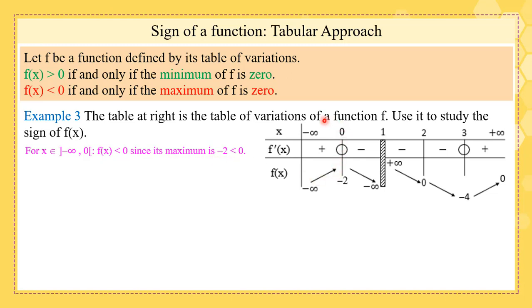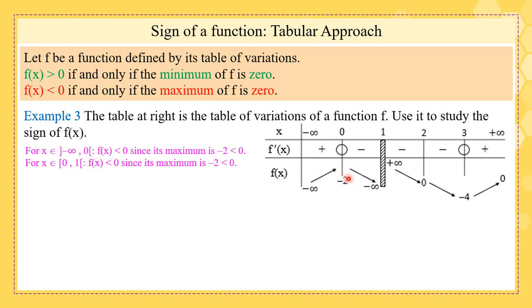So on this interval specifically, the maximum of f of x is negative 2. And if the maximum of something is negative 2, it means that this thing is less than 0. Now on the interval 0, 1, this is from 0 to 1, f of x varies from negative 2 to negative infinity. It's also negative because its maximum in this case is negative 2.